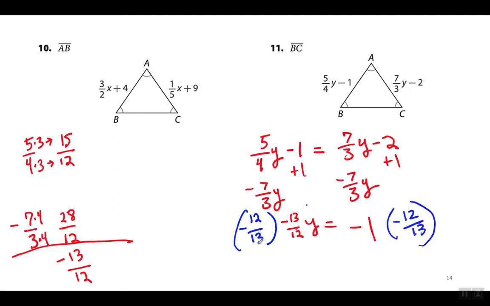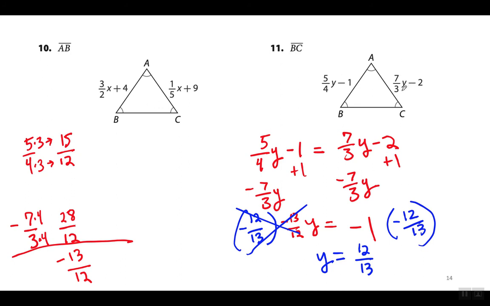Alright, so this will cancel out. I'll have y equals positive 12 over 13. Positive 12 over 13. But now I gotta substitute it. To find BC, since all three sides are equal, it doesn't matter. You can substitute it into whichever one you want, alright?